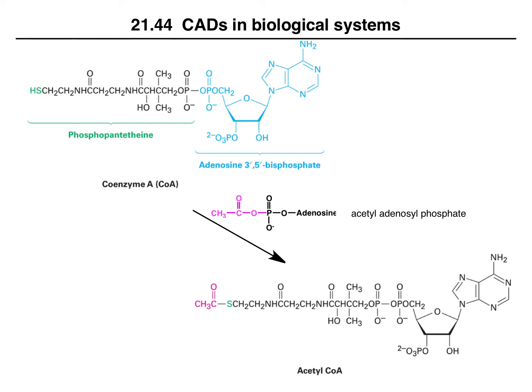Now let's look at the same reaction, but from the perspective of acetyl-CoA. So this whole thing is coenzyme A, and then we have this thiol at the end of it, and then that can react with the acetyl adenosyl phosphate that we saw on the last slide. So this sulfur is the one that will add here, push the electrons up, back down, kick it out, and that puts this acetyl group on this molecule.